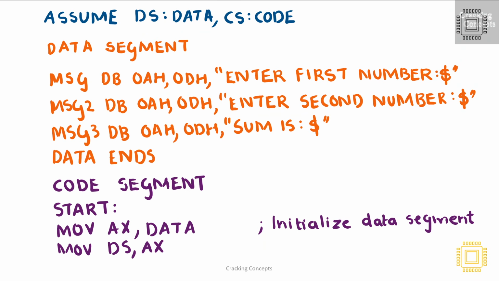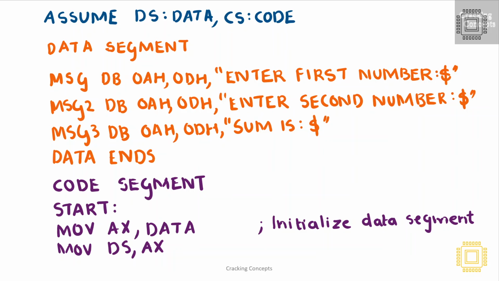Now, we'll start coding. So, when we begin a program, we should inform the assembler the names of the logical segments to be assumed for different segments used in the program using the assembler directive assume. So the format of assume is: assume DS colon data comma CS colon code. So data segment will be called data and code segment will be code.